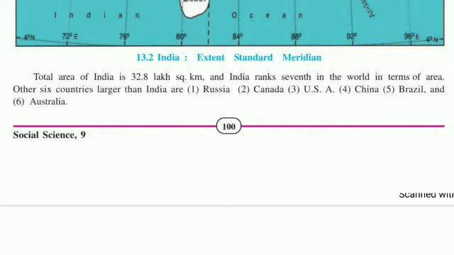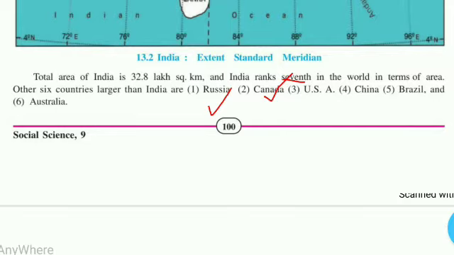ठीक है, the total area of India is 32.8 लाख स्क्वायर किलोमीटर. ठीक है, 32.8 लाख स्क्वायर किलोमीटर, and it stands almost at the 7th position in the world in comparison of area. ठीक है, हमसे बड़े कौन कौन से देश हैं? Number 1 is Russia. ठीक है, it is the largest country in the world.